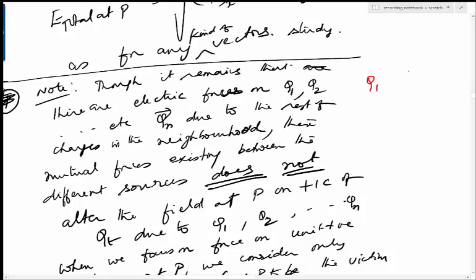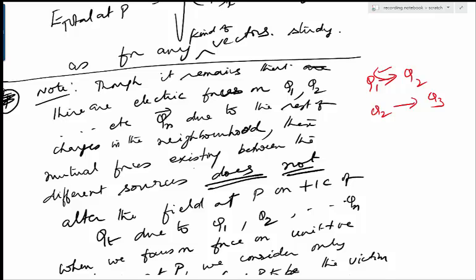So Q1 may exert a force on Q2. There may be a force between Q1 and Q2. There may be a force between Q2 and Q3, and so on. So each of the source charges is a victim to the force due to the other charges in the neighborhood, but those will not affect the individual forces that they exert on the test charge. That means each one will exert a force given by its own characteristic magnitude and its own direction, as if the other charges were absent.